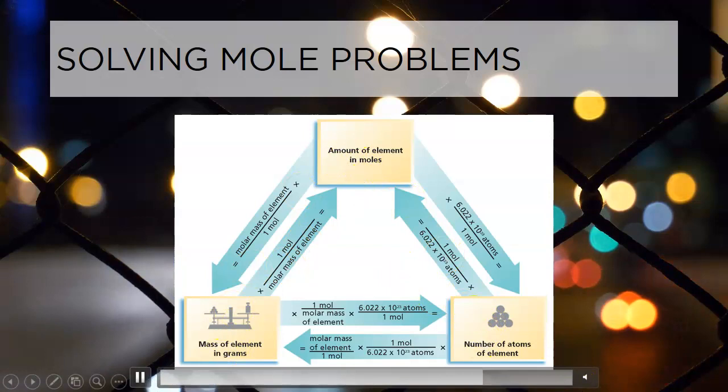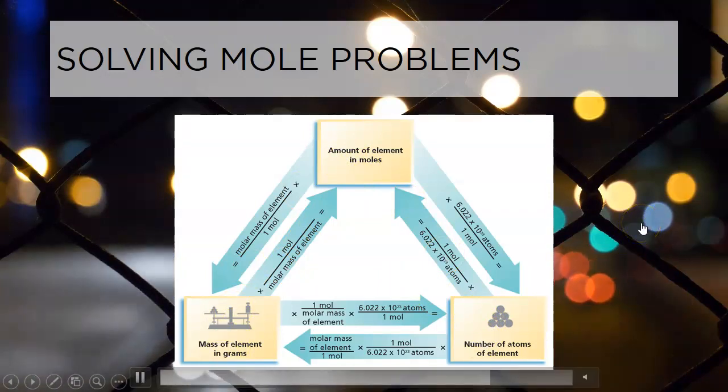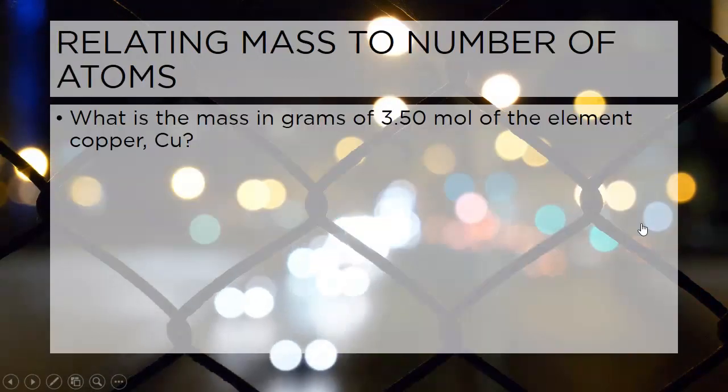So the best way to do this, I think, is to go through some example problems. So we have in the first one, what's the mass of 3.50 moles of copper?